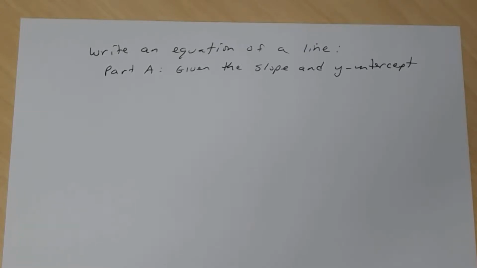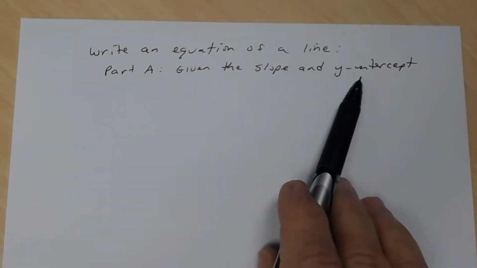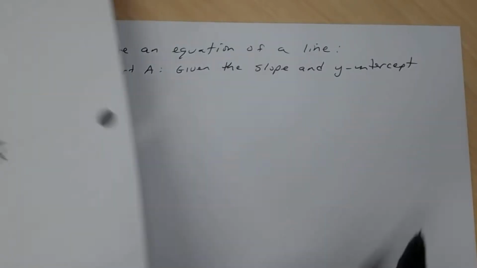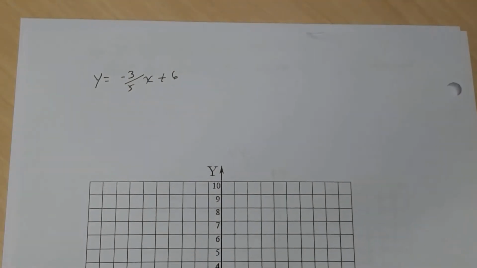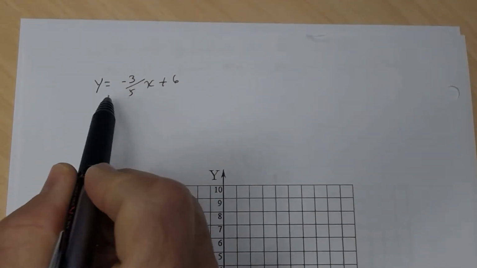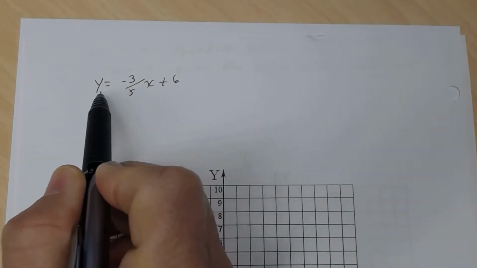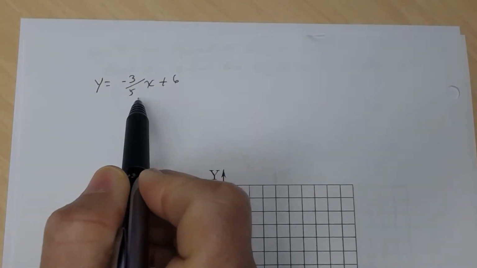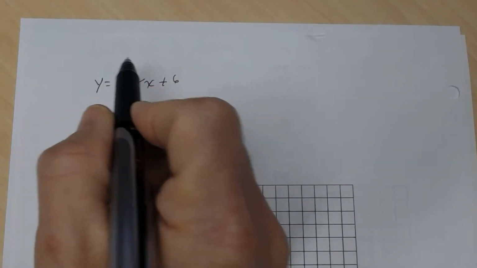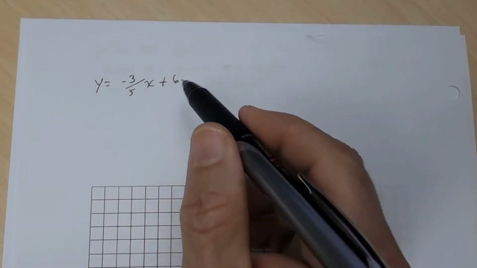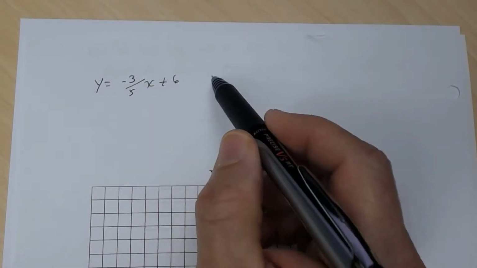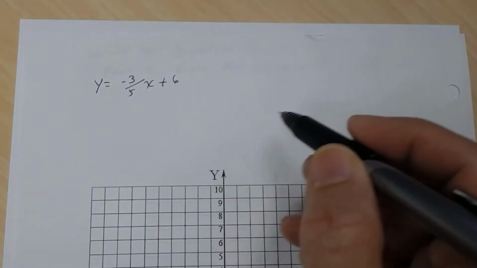Okay, so in this lesson, we're going to learn how to write an equation of a line where you're given the slope and the y-intercept. So let's review something from the previous lesson. In the previous lesson, you learned how to graph an equation in two variables, such as y equals negative 3/5 x plus 6. And what we did in that case was we used the t-table.